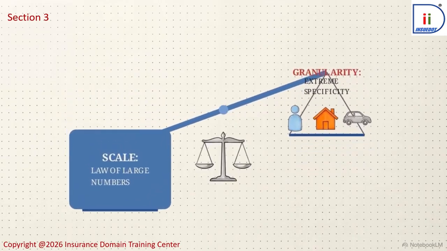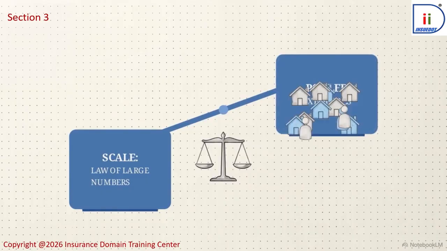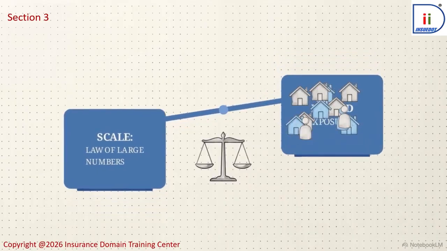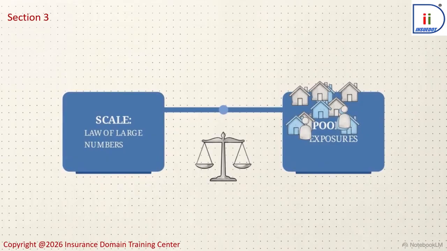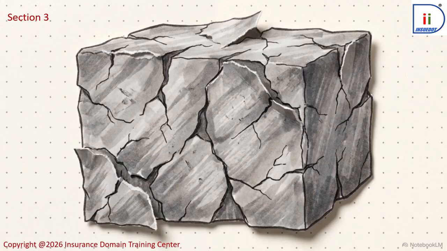On the other hand, if the classifications become too detailed, each category will contain too few risks. That reduces the effectiveness of the law of large numbers, which depends on large groups of similar risks to produce reliable predictions. To maintain this balance, insurers group together risks that are similar enough to produce stable statistical results while still recognizing meaningful differences. The real job of an underwriter is to continuously balance statistical accuracy with practical risk classification.